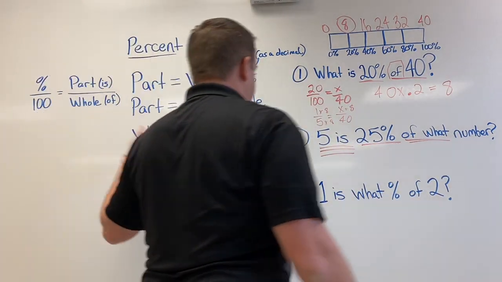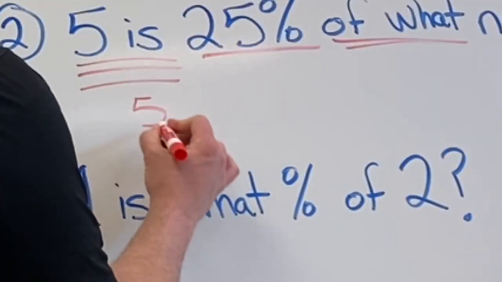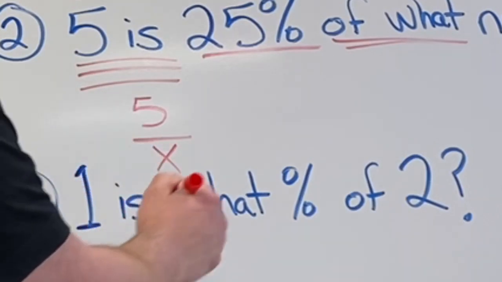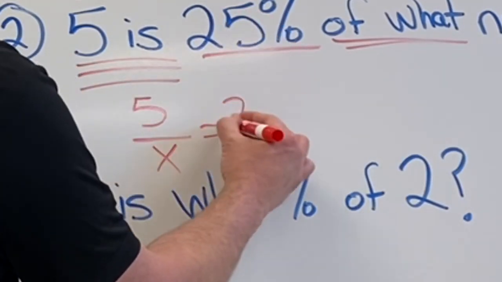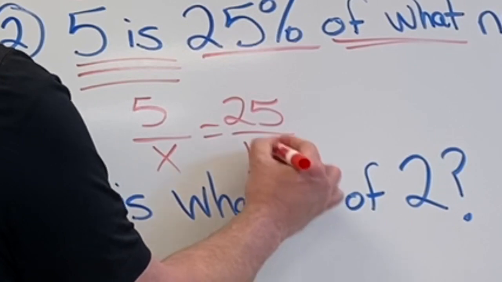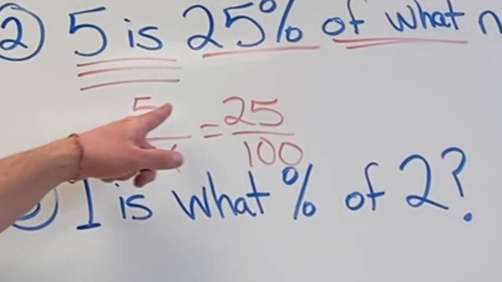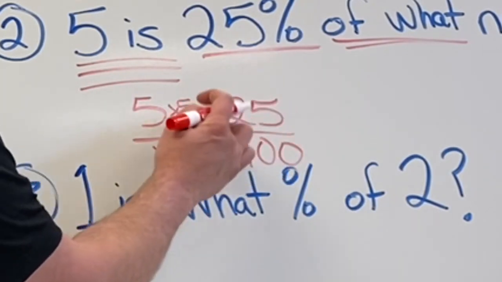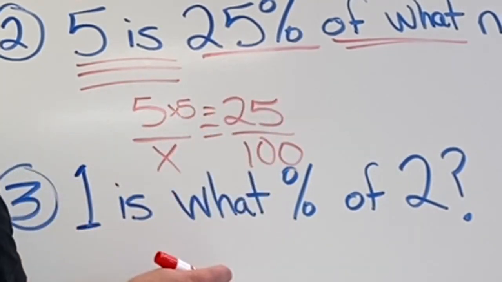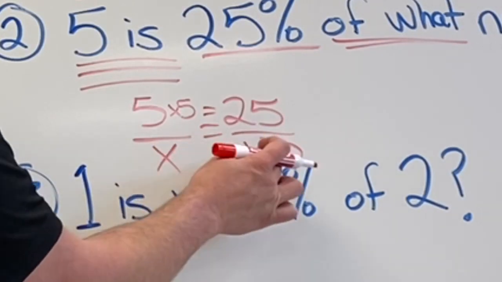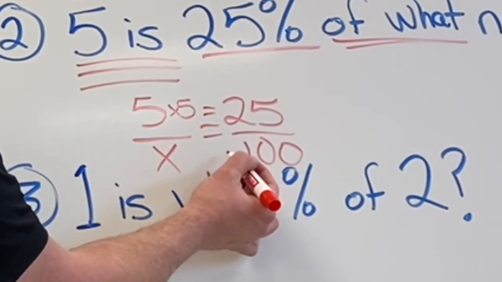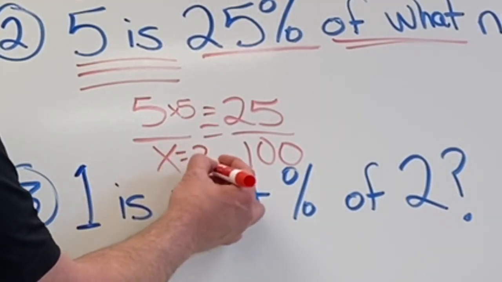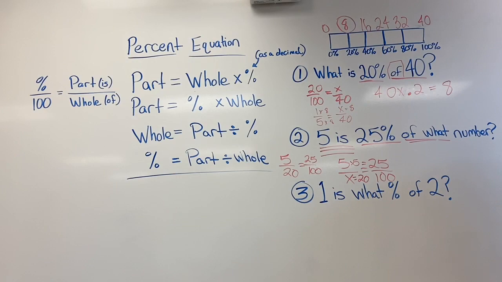So the proportion way is 5 over something we don't know, equals 25%, which is 25 per 100. 5 times what is 25? Multiply by 5. So what times 5 is 100? Well, we could divide by 5. 100 divided by 5 is 20, so x is 20. So 20 is the missing whole.